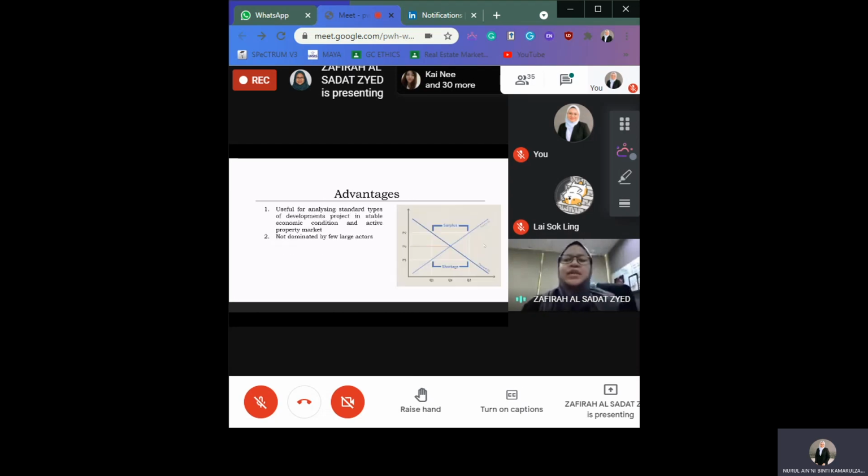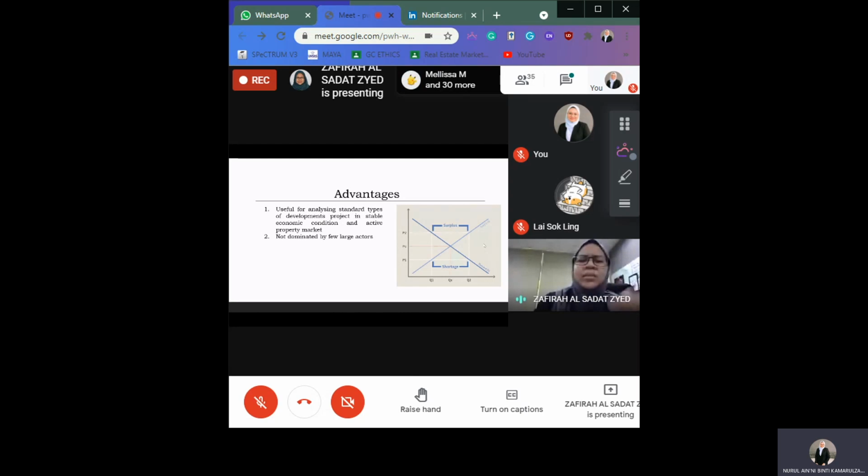Okay. Anyways, so the advantage of the equilibrium model is that it's useful for analyzing standard types of development. So it's easier in the sense that you could monitor a linear type of project, I guess. Okay. And it's not dominated by a few large actors, which means that you don't look into actors anymore in terms of equilibrium.